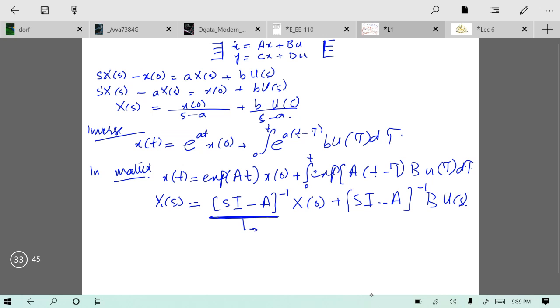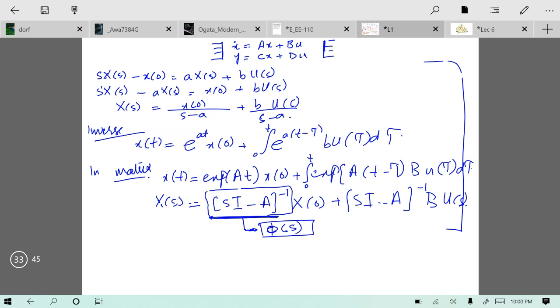This holds importance. This is called the state transition matrix or the fundamental matrix, which is denoted as phi of s. This s I minus a inverse is of very critical importance in control systems. That is why I didn't skip this derivation, and I wanted you to know where this s I minus a inverse term came from. It is actually from the solution of your state equations or state variable models. So this is the state transition matrix or fundamental matrix, and it is denoted by phi of s.